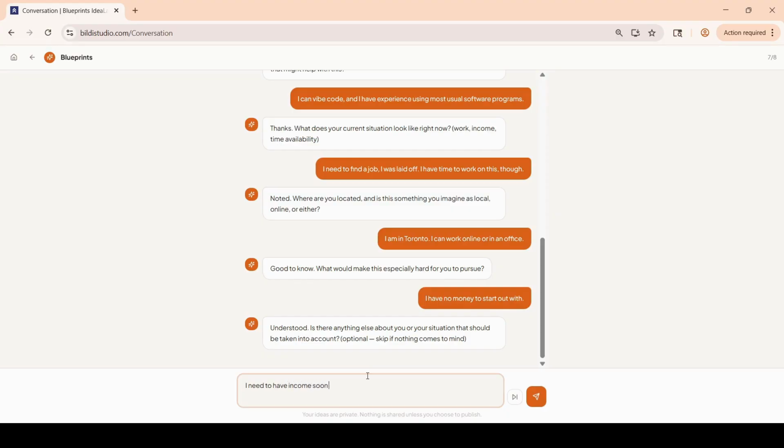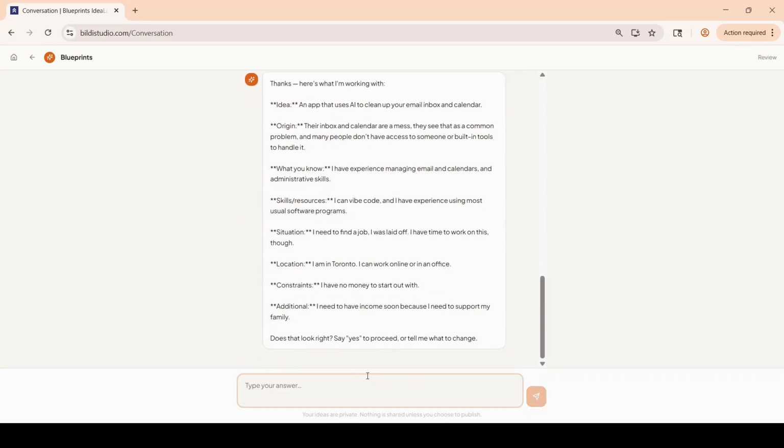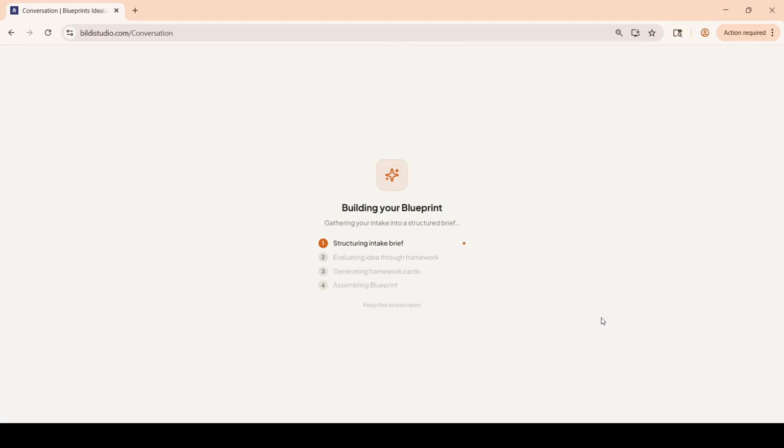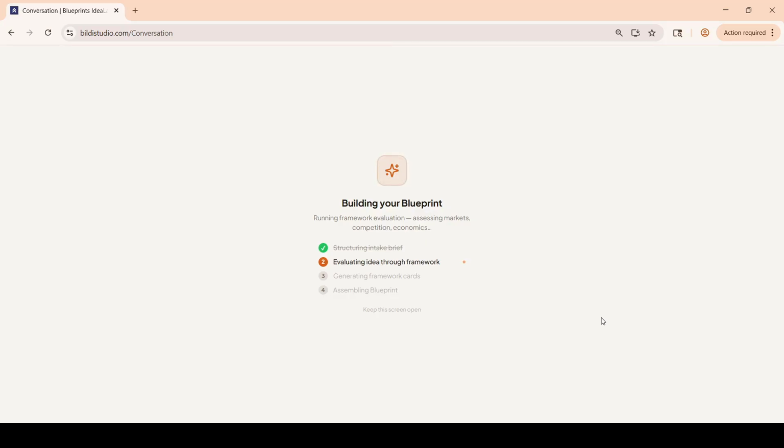And just as importantly, what constraints does the founder have? Because a viable idea for one person may be a terrible starting point for another if it demands too much capital, too much complexity, or too much time before the first proof of demand. At this stage, Blueprints starts turning the conversation into a structured set of answers. This is where a loose idea begins to become more legible. Not just what is the idea, but what kind of opportunity is this really? And what should this founder be paying attention to before committing harder?